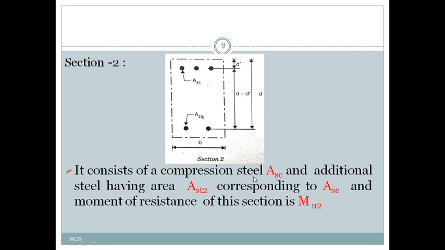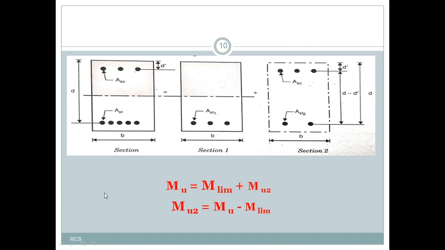It consists of a compression steel, that is ASC, and additional steel having area AST2 corresponding to the ASC. The moment of resistance of this section, as it is the second section, I am considering as Mu2. Right. The question is, why should we provide this additional steel in this second section? Remember, students, it is not happening practically. I am assuming an imaginary beam for the purpose of analysis of a doubly reinforced beam.